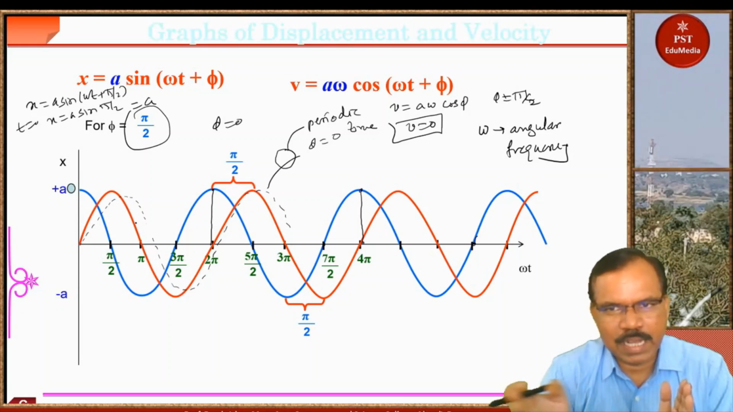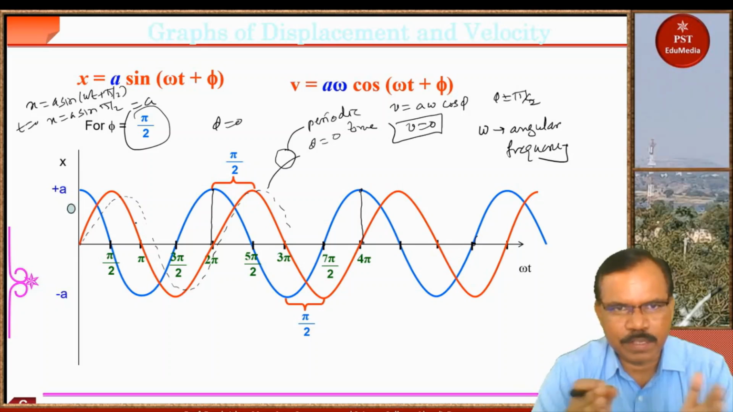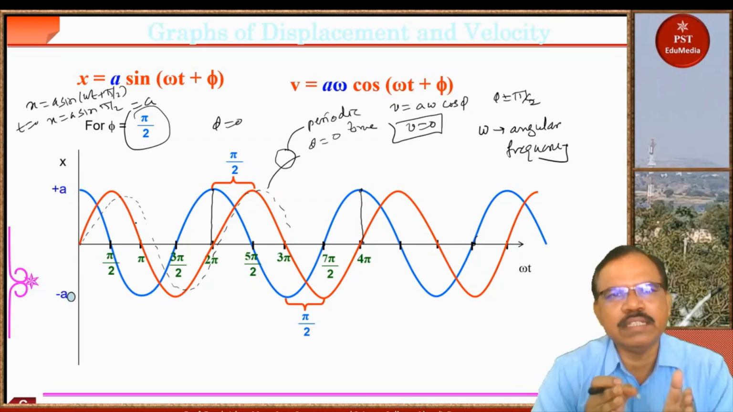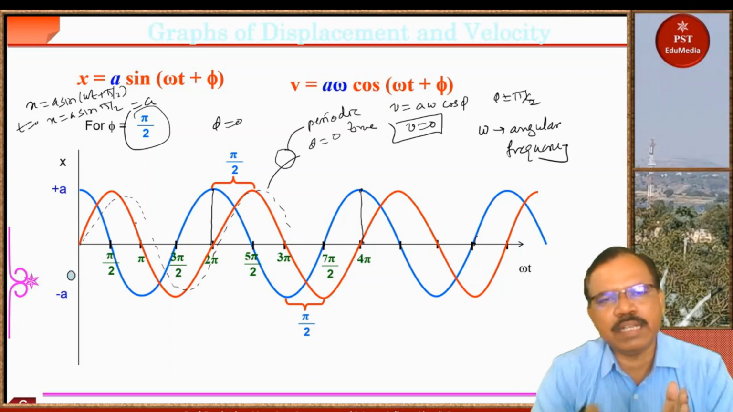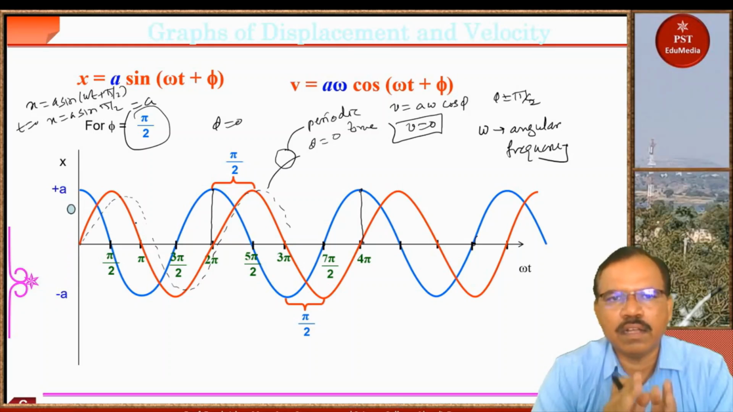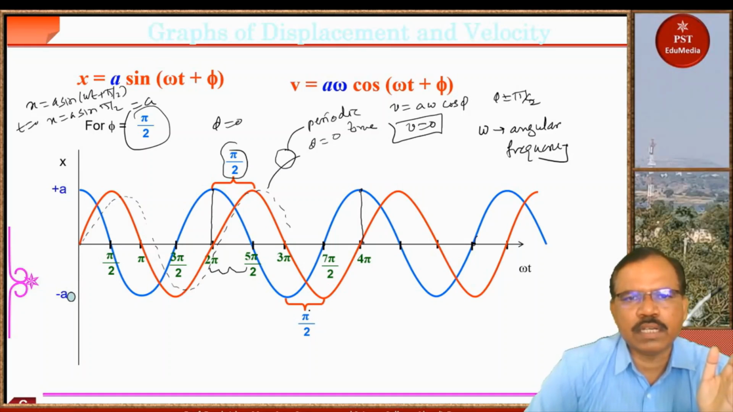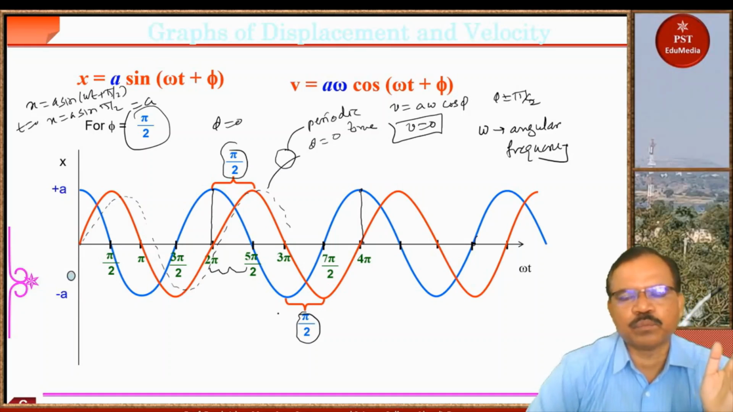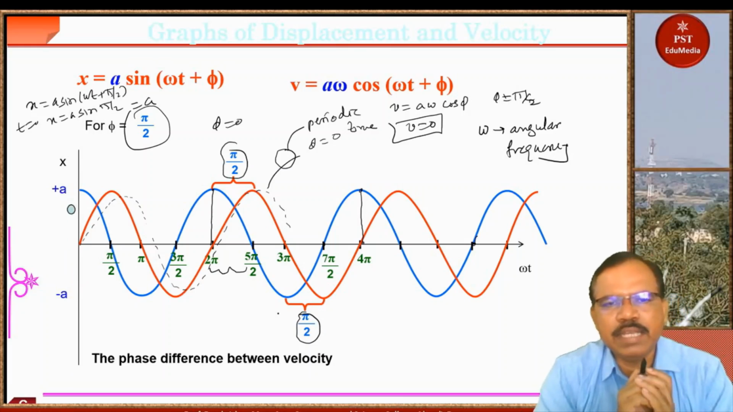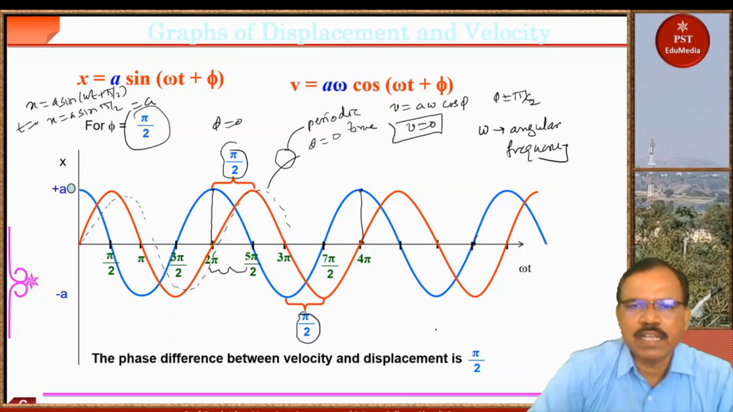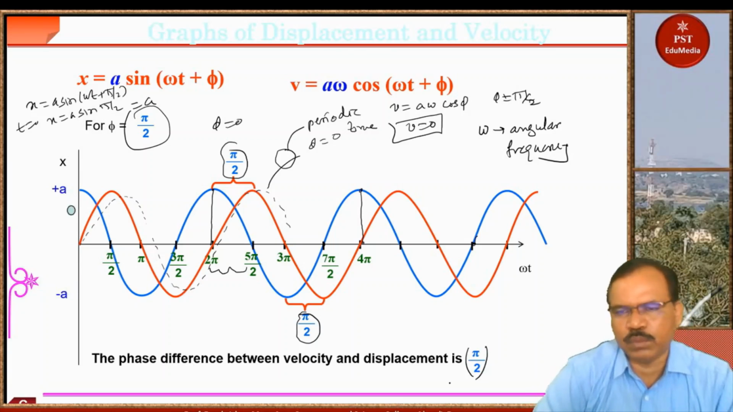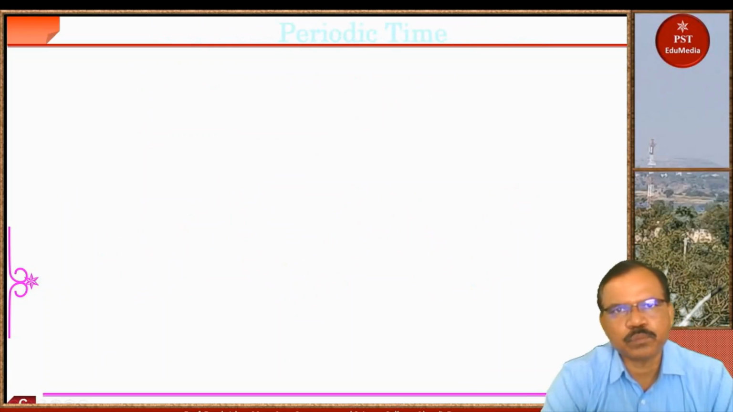So if we take the omega t axis and compare the angle difference between the maximum of displacement and the maximum of velocity, here 5 pi by 2 minus 2 pi comes out to be pi by 2. Here also it comes out to be pi by 2. So that's why the phase difference between velocity and displacement is pi by 2.